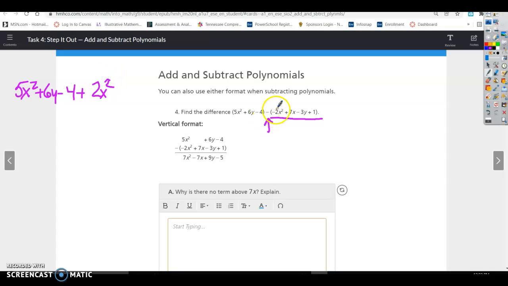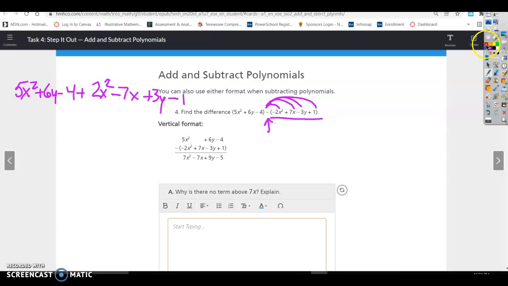And then I'm going to minus 7x, so negative times a positive is negative 7x. And then I've got a negative 3y, negative makes that a plus 3y. And then a negative times positive 1 is a negative 1. Okay, so you can see what I've done. I've distributed this negative to each term inside the parentheses. So now I don't need the parentheses. All I have to do is combine like terms.